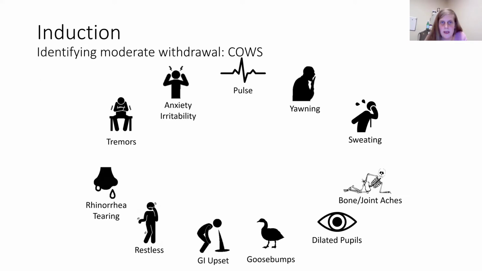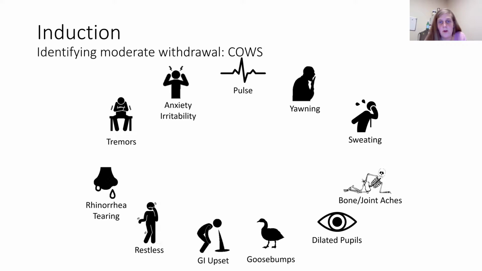So when we think about induction, of course, one of the things that we are strongly trying to avoid is precipitated withdrawal. And the way that we do that is to make sure that a patient is actually in moderate withdrawal when we start this medicine. And so there's a particular scoring system called the COWS scoring, Clinical Opioid Withdrawal Scale. The COWS scale takes into account a multitude of both subjective and objective measures of opioid withdrawal and combines them into a score that you can use to determine how bad the withdrawal that somebody's going through is.